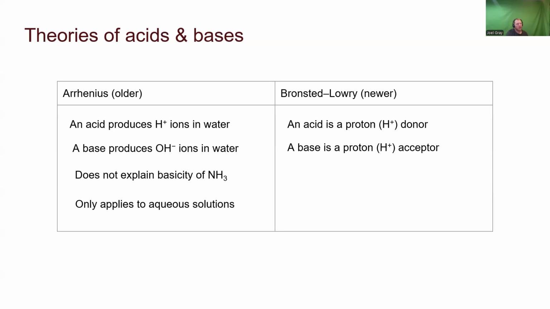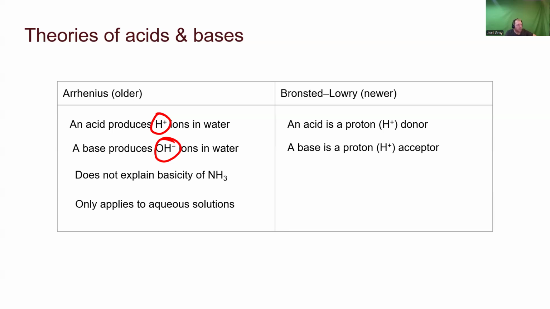A Bronsted-Lowry acid has a proton to release, and a Bronsted-Lowry base can accept a proton. Now, with that said, an older definition of an acid and a base, and I think it's like an easy intro, is that an acid produces a proton and a base produces a hydroxide ion.